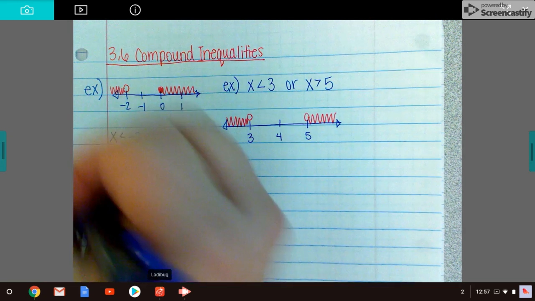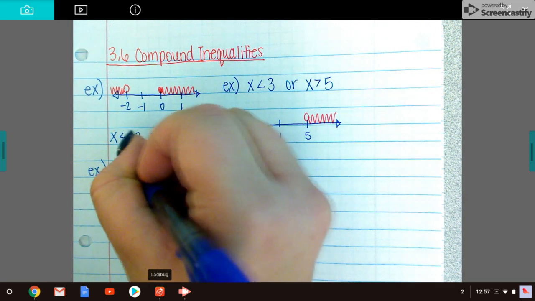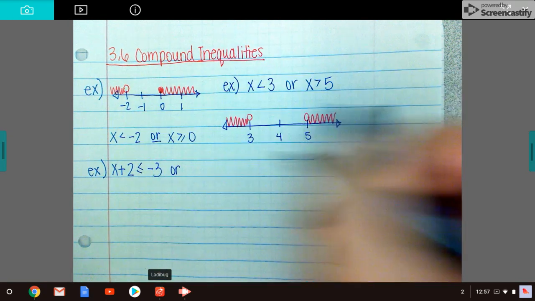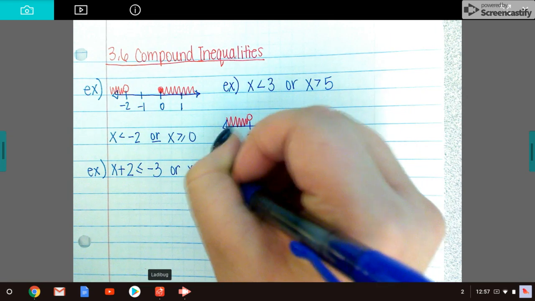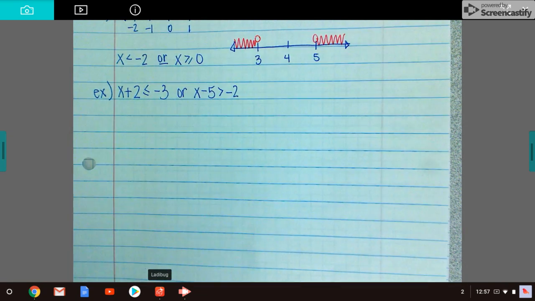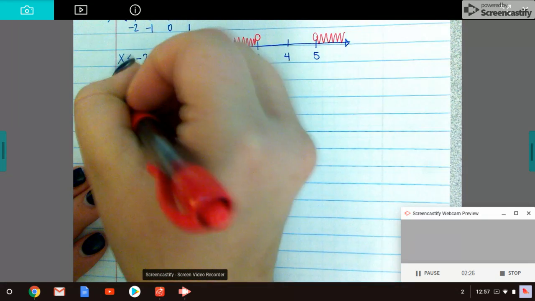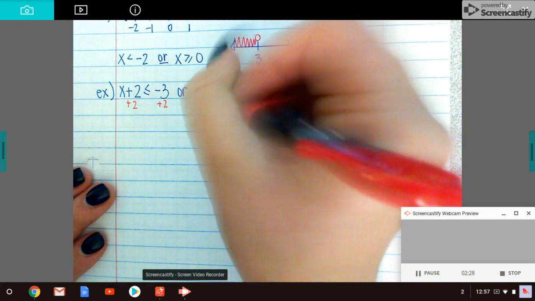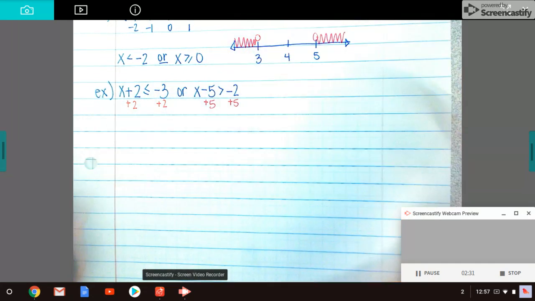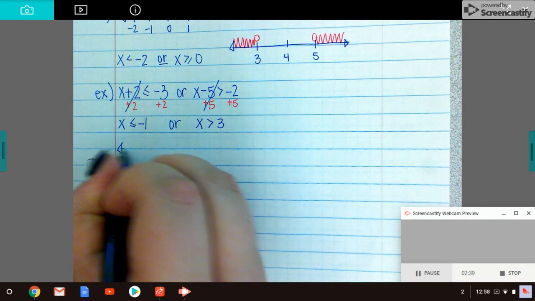Let's do some ones where we have to solve a little bit first. So say I had x plus 2 is less than or equal to -3, or x minus 5 is greater than -2. So this one there's a little bit more going on. I still have two inequalities with a sign in between, but what's different is we're going to have to solve first. On the left, we'll add 2 to both sides. And on the right one, we're going to add 5 to both sides. Simplify both of those, and we end up getting x is less than or equal to -1, or x is greater than 3.